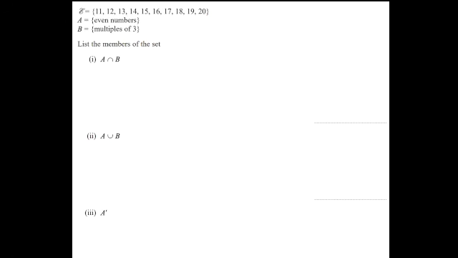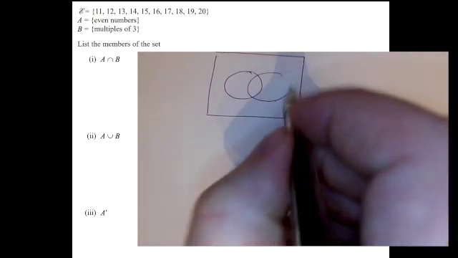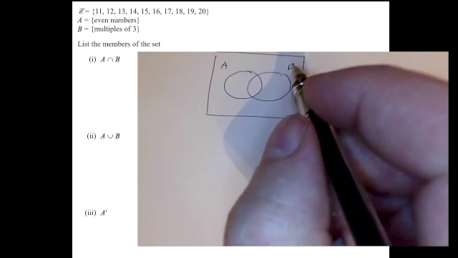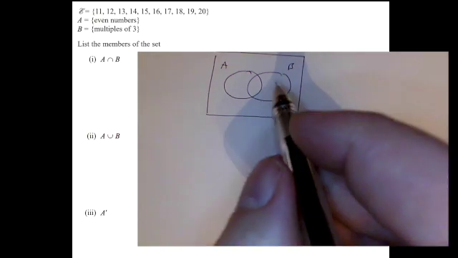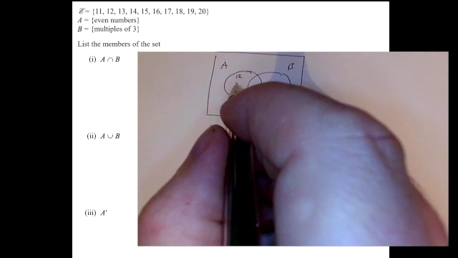Okay, so we've got a Venn diagram question here. We've got the universal set, it's the numbers between 11 and 20, and we want to group them into circle A, which is going to be the even numbers, and B, which is the multiples of 3. So if I draw my universal set, which is just a big rectangle, and draw the two bubbles inside, label them A and B, and now we've got to distribute those 11 to 20 numbers inside the correct circles.